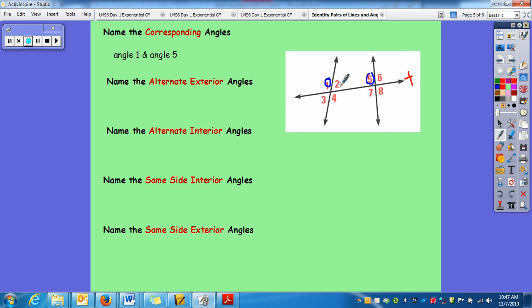So we can find another pair. Let's look at the next position. We have 2. 2 corresponds with 6. So I can write angle 2, which goes with angle 6. So finding a different pair, I have 3. 3 is in the bottom left, that goes with 7. So angle 3 goes with angle 7. And then my last pair, angle 4 and angle 8.